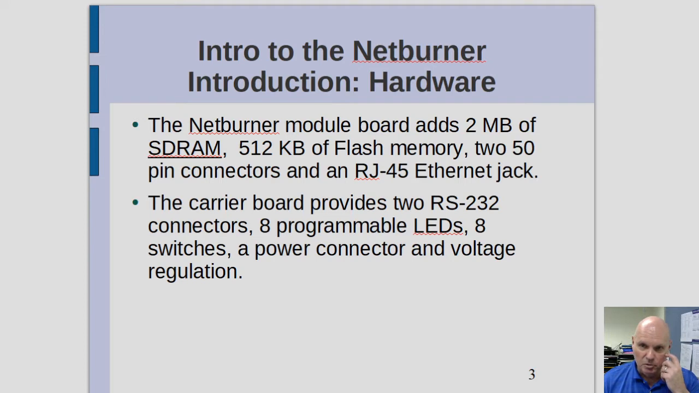The NetBurner module board, so all of that was embedded in the processor itself. The module board, which sits on top of the motherboard, adds 2 megabytes of SDRAM, 512 kilobytes of flash, 2 50-pin connectors, and then there's the RJ45 Ethernet jack. And then the carrier board or motherboard provides 2 serial connectors, RS-232, 8 programmable LEDs, 8 switches, and then there's a power connector and an onboard voltage regulator.